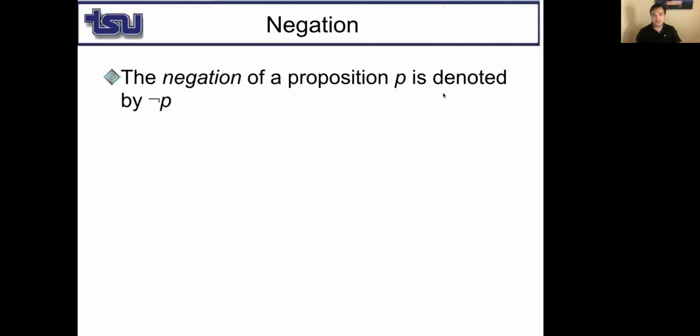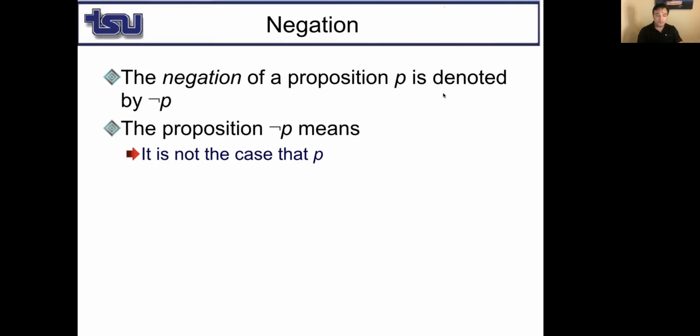Negation is the easiest one. The negation of a proposition P is denoted by this. My convention in this class will be to use P bar. Okay, so that is the negation, but your book uses this notation. So we are going to use both interchangeably.